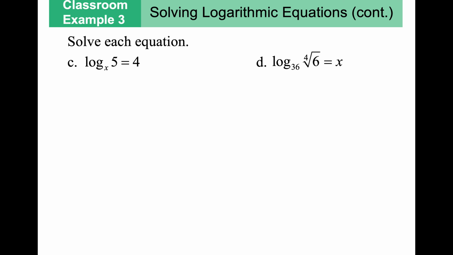We're going to continue in C and D following the same process. So the base remains the base, and then you're swapping sides of the exponent. To get x alone, you're going to take the 4th root of both sides.